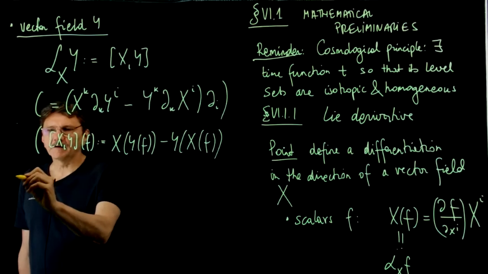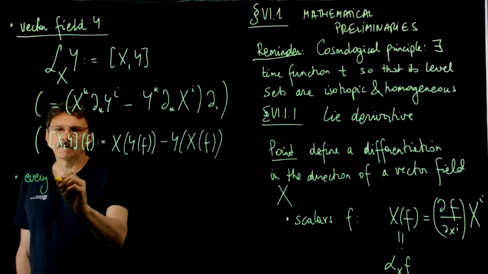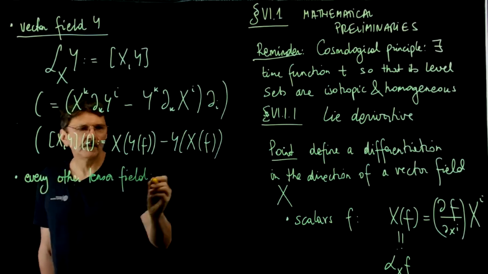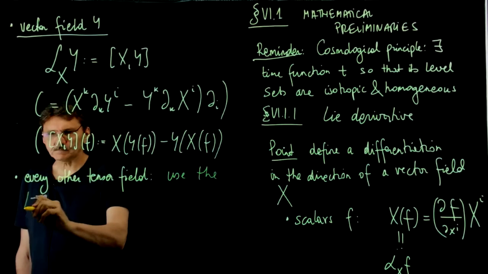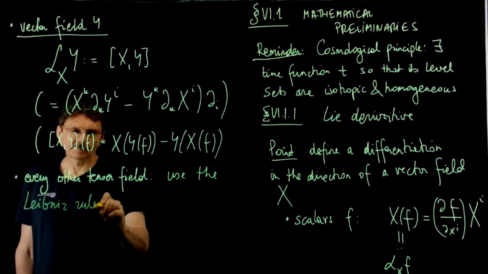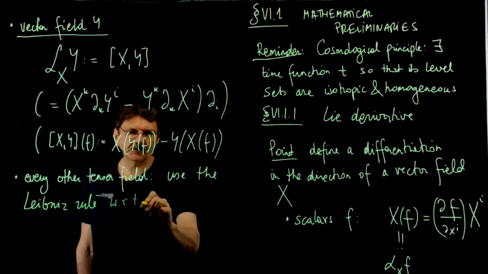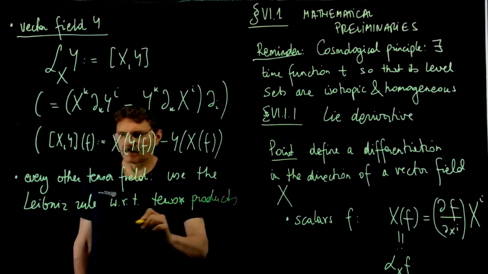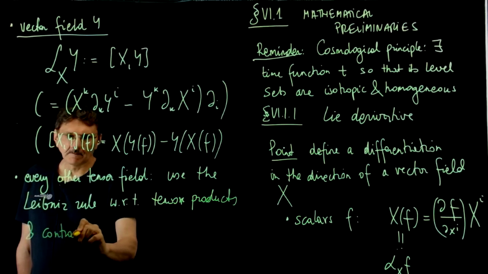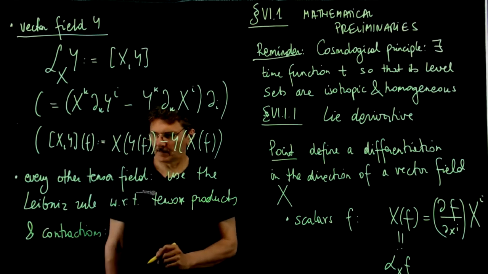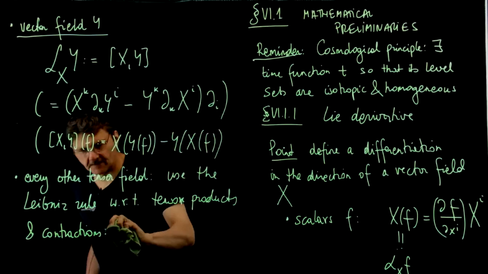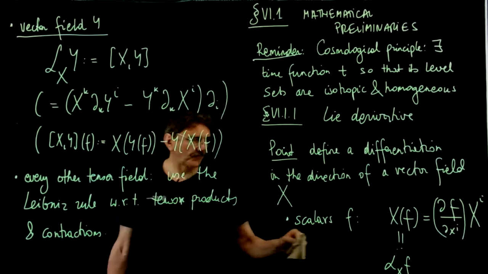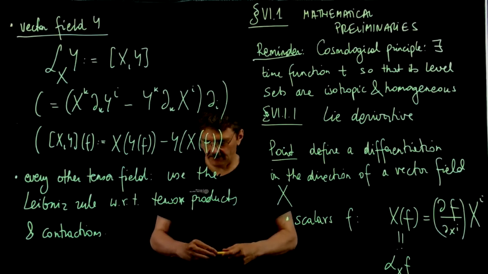And then everything else, use the Leibniz rule with respect to tensor products and contractions. So that's how you do this, and I could stop here, but let's just make some explicit calculations for covectors and so forth.